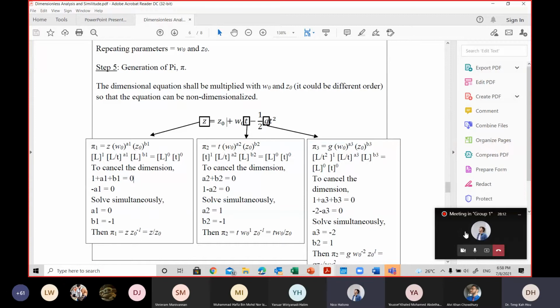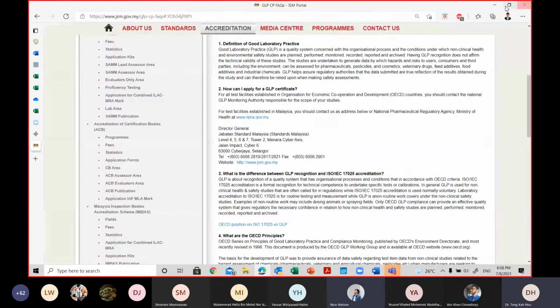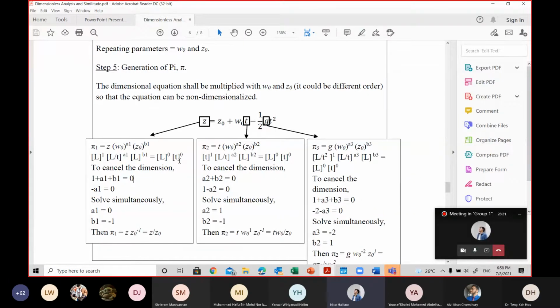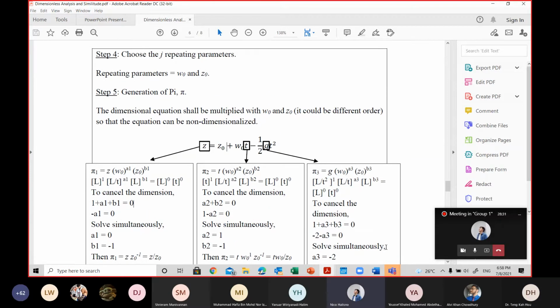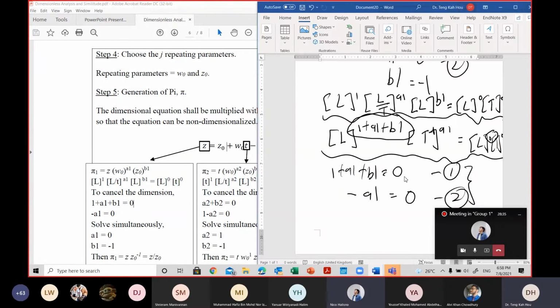I have a question, sir. You said the repeating parameter. About the repeating parameter, you said now we are using the W0 and Z0, right? And then we can use other ones, right? Or we can use the other parameter, like what? Yes, of course.